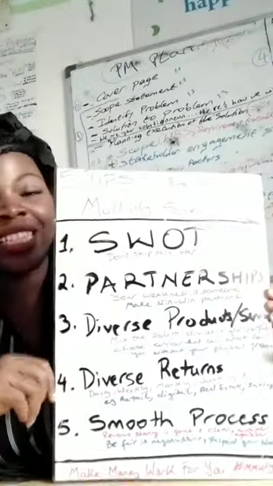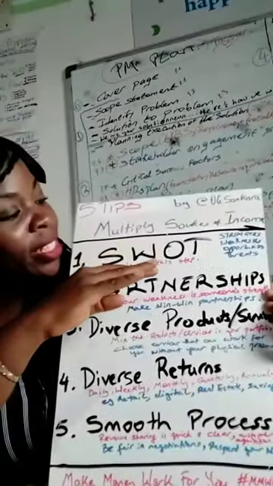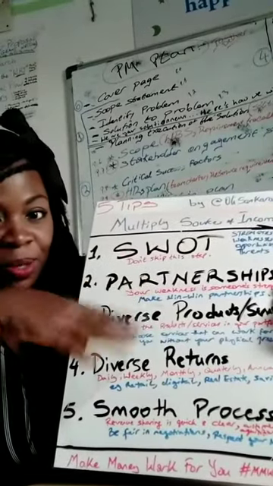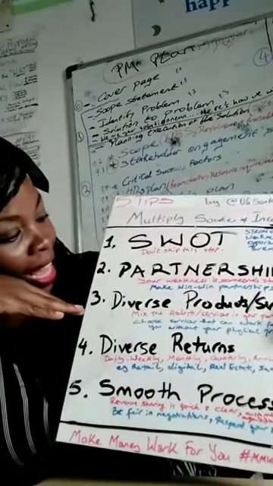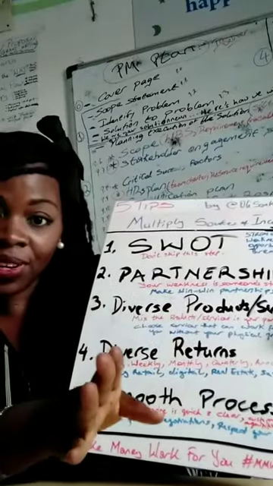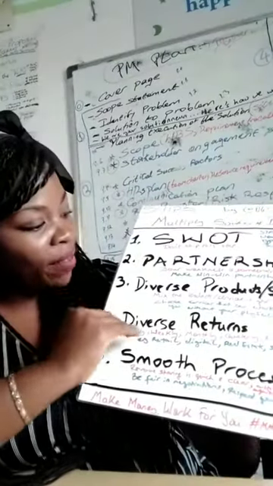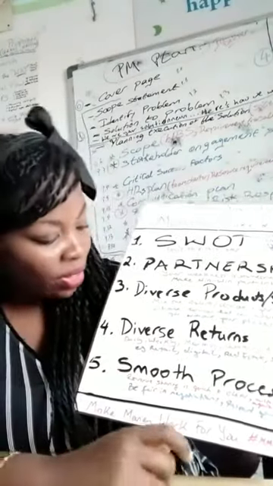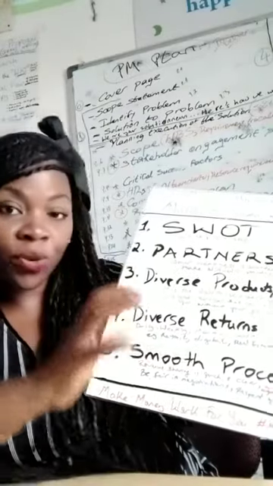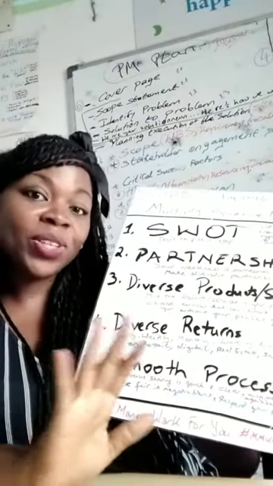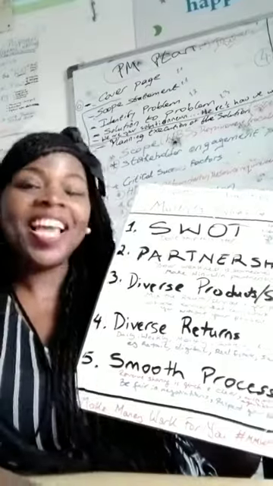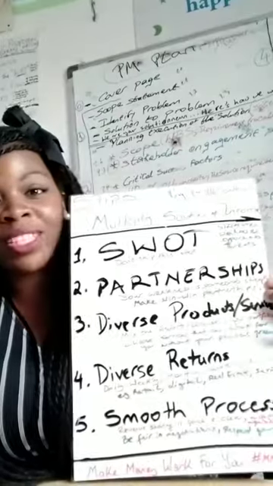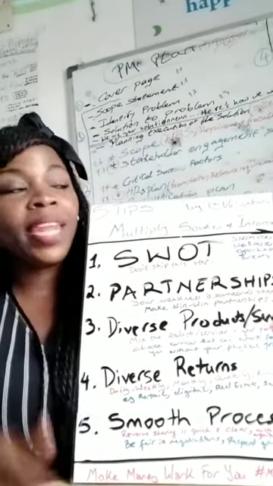Alright, so I'll touch these 5 points: doing your SWOT analysis, partnerships, how it's important to multiply your sources of income, diversify your products and services, also diversify your returns on your investment, the frequency of your returns on your investment, and finally, create smooth processes so that everyone is happy at the end. So these 5 tips are, again, just 5 tips. There's a lot more to learn from this. But I start with the SWOT.